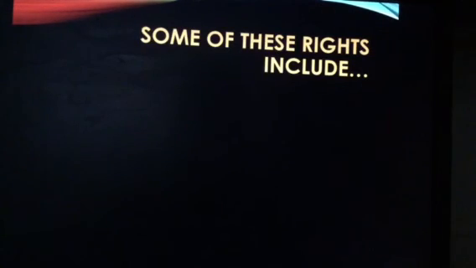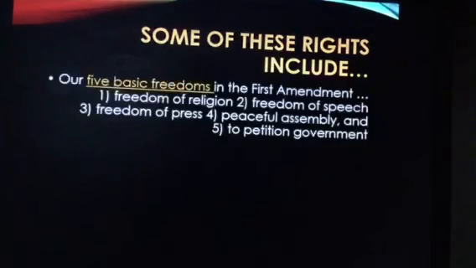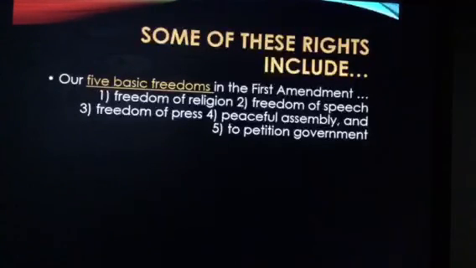Some of these rights include our First Amendment, which contains our 5 basic freedoms in the order in which they are listed in the First Amendment: freedom of religion, freedom of speech, freedom of the press, freedom to peacefully assemble, and the right to petition our government for a redress of grievances. We will study in great detail what these freedoms mean.